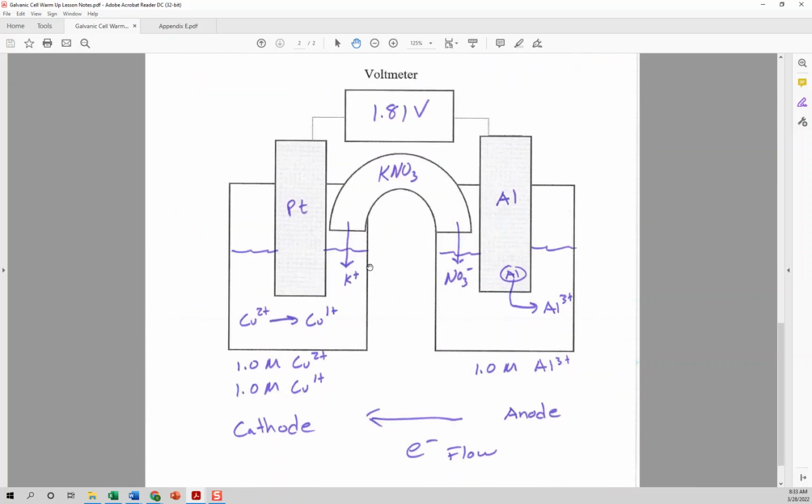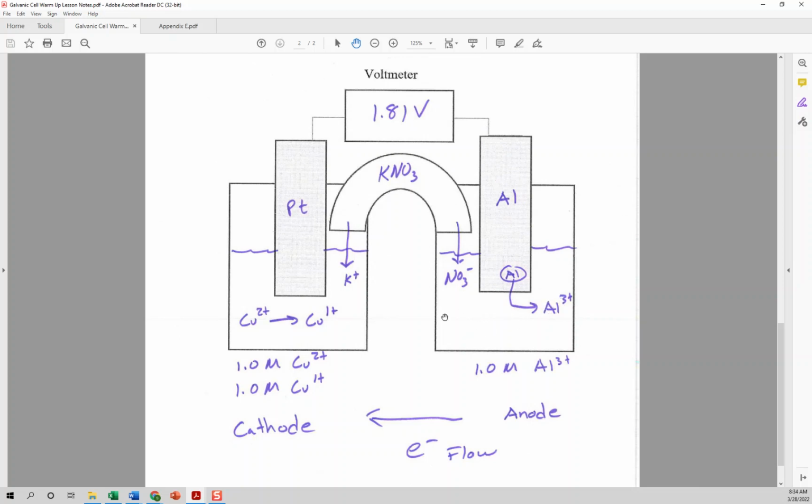And then let's talk about, as the reaction proceeds, right? Well, where's our source of electrons? Well, the solid aluminum is pushing 3 electrons along the wire here, okay? And as the solid aluminum loses the 3 electrons, it's gonna start dissolving and forming more aluminum 3 plus.